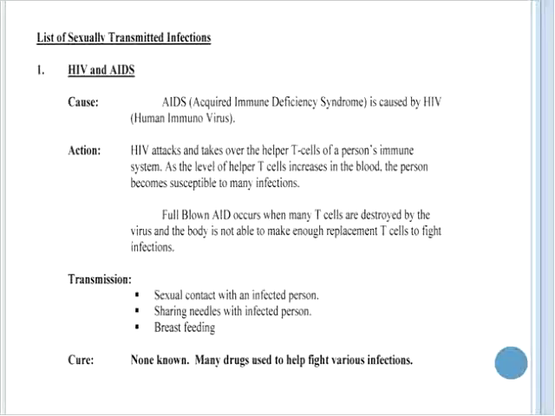There are a number of STIs of consequence and interest to us in this course. I will go through each of these here now. The first of these is HIV and AIDS. AIDS, or Acquired Immune Deficiency Syndrome, is caused by HIV, the human immunodeficiency virus. When a person is afflicted with HIV, becomes HIV positive, HIV will attack and take over the helper T cells of a person's immune system. As the level of helper T cells decreases in the blood, the person becomes susceptible to many infections.